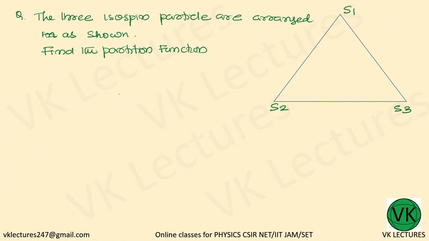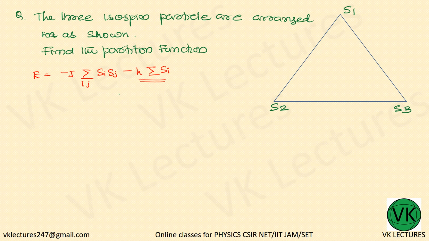Here, three isospin particles are arranged as shown. Find the partition function. Now, let us find the energy. E is equal to minus J into sum over ij of S_i S_j minus H into sum over S_i. For a three particle system, the interaction term with H remains the same, but here the arrangement is as shown in the triangle.